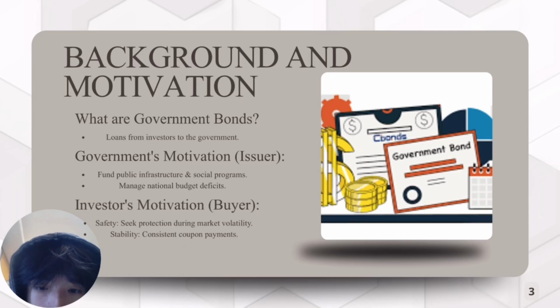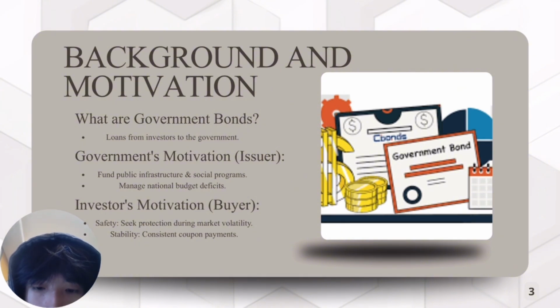First, let's look at the background. What exactly are government bonds? Simply put, they are debt securities. When you buy a bond, you are essentially lending money to the government. But what is the motivation behind this? We can look at it from two sides.